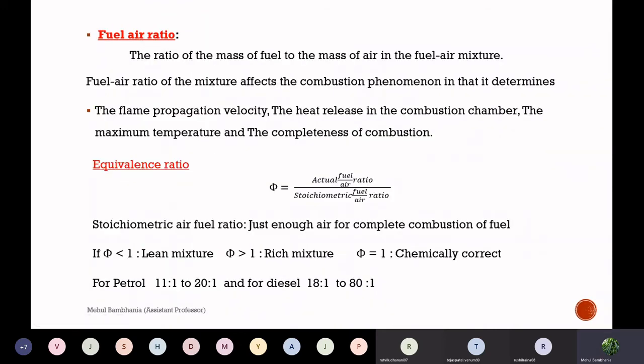How much fuel you are supplying for a particular amount of air is referred to as the air fuel ratio.